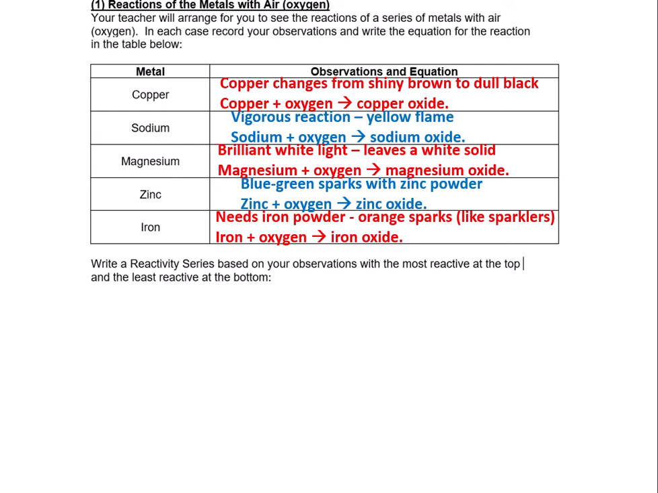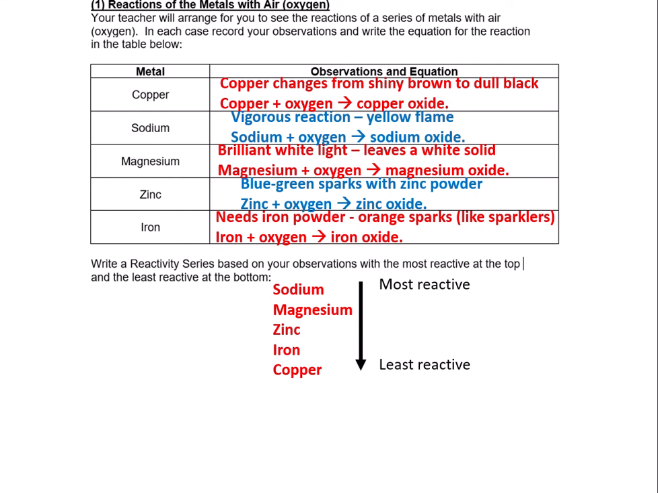So those reactions were able to give us a basic reactivity series, with sodium being our most reactive one, magnesium being a little bit less than that. Zinc and iron were next, zinc slightly more reactive than iron. And then the one that we thought was least reactive was copper. And that's the beginning of our reactivity series. Most reactive at the top, as you go down that series, getting least reactive at the bottom.